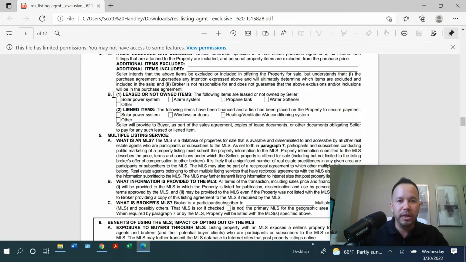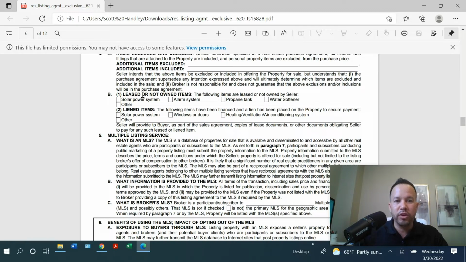We're going to go to B here, items that are leased or not owned. We want to know if the following items are leased or not owned by seller: solar power system, alarm system, propane tank, water softener, or other. So that's what we'll mark here. Most commonly it's probably solar and alarm system. So just make sure that we know that.